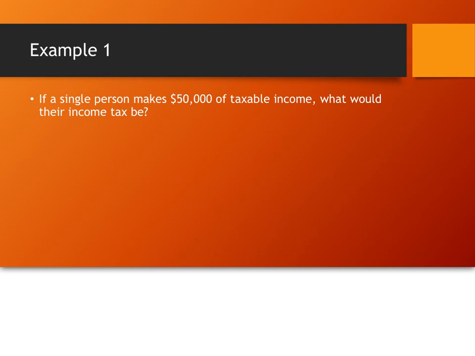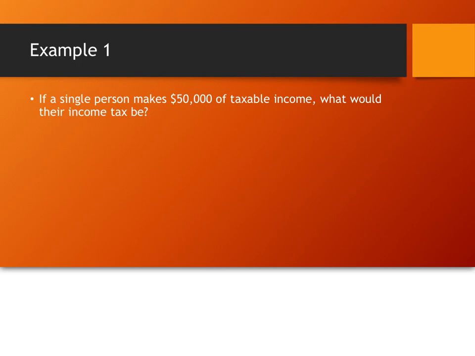So, in this example, a single person makes $50,000 of taxable income. And we ask, what would their income tax be? All right, now, we're always going to assume sort of simple situations. There are more complex situations where some of your money is not taxed and some of it's taxed at a different rate. And if it's capital gains, it's taxed at another different rate. But we're always going to assume whatever numbers I give you, if I say they're taxable income, all of it's taxable, and it'll line up just with the tax brackets.